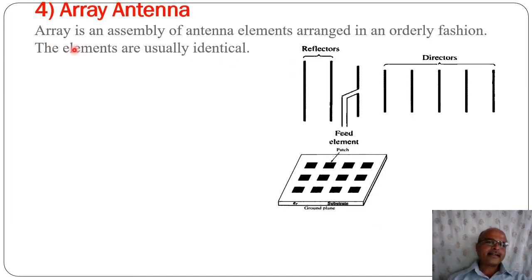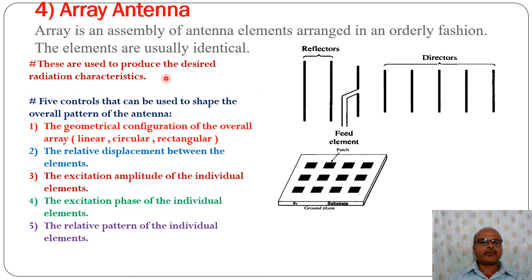Then next is the array antenna. An array is an assembly of antenna elements arranged in an orderly fashion. The elements are usually identical. So what is an array? A group of antennas forms an array, that is, n number of antennas form the array. In that, basically reflectors are there and directors are there. So this is a ground plane, and these are the different elements of that array antenna.